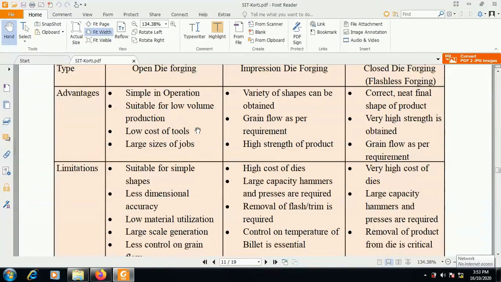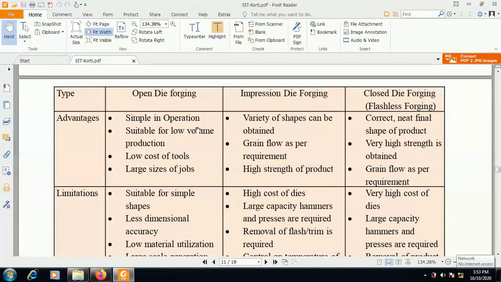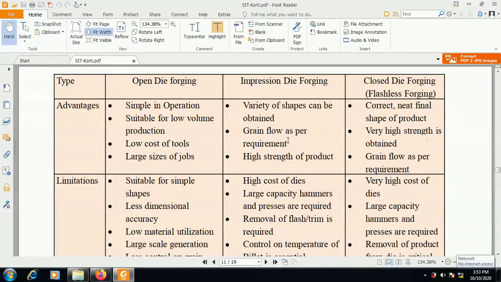बट लार्ज जॉब्स ओनली कॅन बी हँडल्ड बाय द ओपन डाय फोर्जिंग. लार्ज जॉबसाठी ओपन डाय फोर्जिंग हे सुटेबल आहे. इम्प्रेशनमध्ये काय व्हरायटी ऑफ शेप्स कॅन बी ऑप्टेंड. एनी टाइप ऑफ इम्प्रेशन you can machine to this open die and lower die combinedly, and you can produce that component. Grain flow as per requirement.